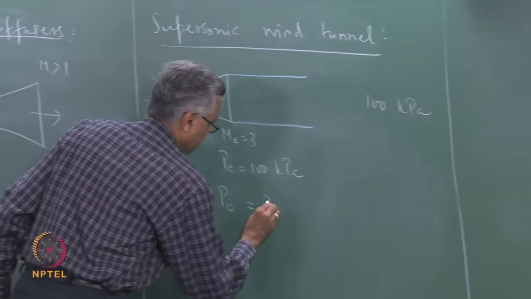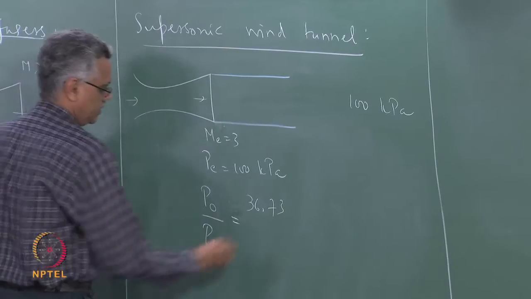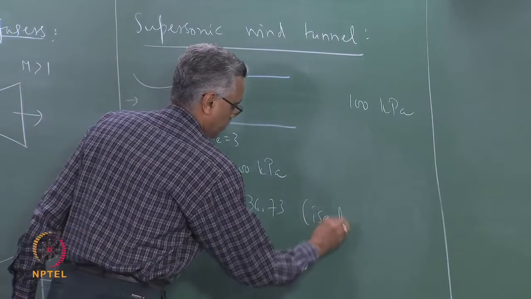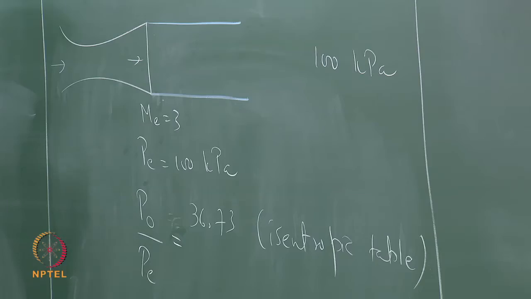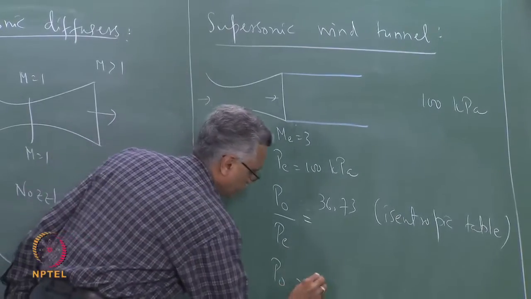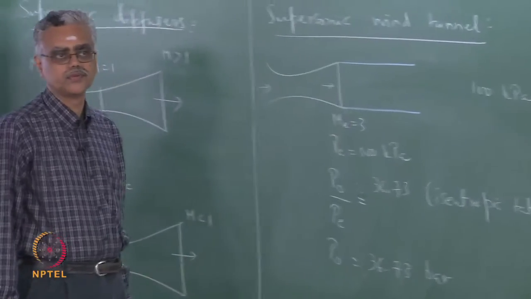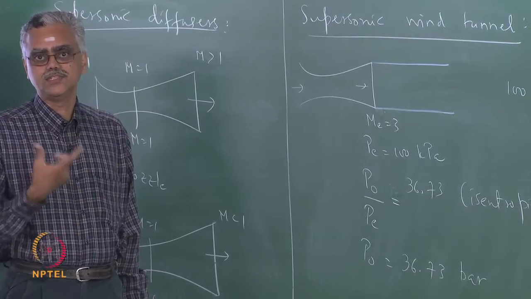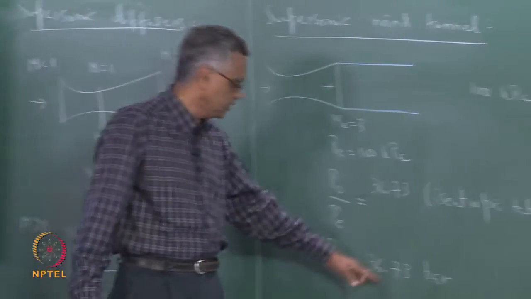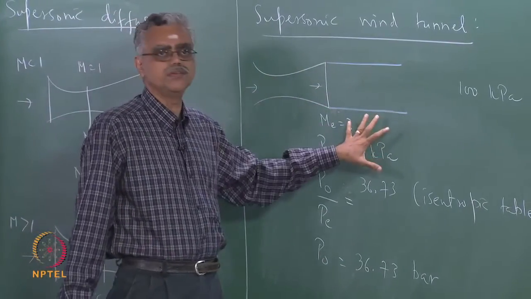So, P0 over PE is equal to 36.73 from isentropic tables. Which means that the compressor needs to produce air at a pressure of 36.73 bar or atmosphere. Now, that is going to require a lot of energy to compress air to a stagnation pressure of 36.73 bars. So, we compress air to this pressure, put it in a storage tank and then connect the nozzle to the storage tank, everything works fine here.